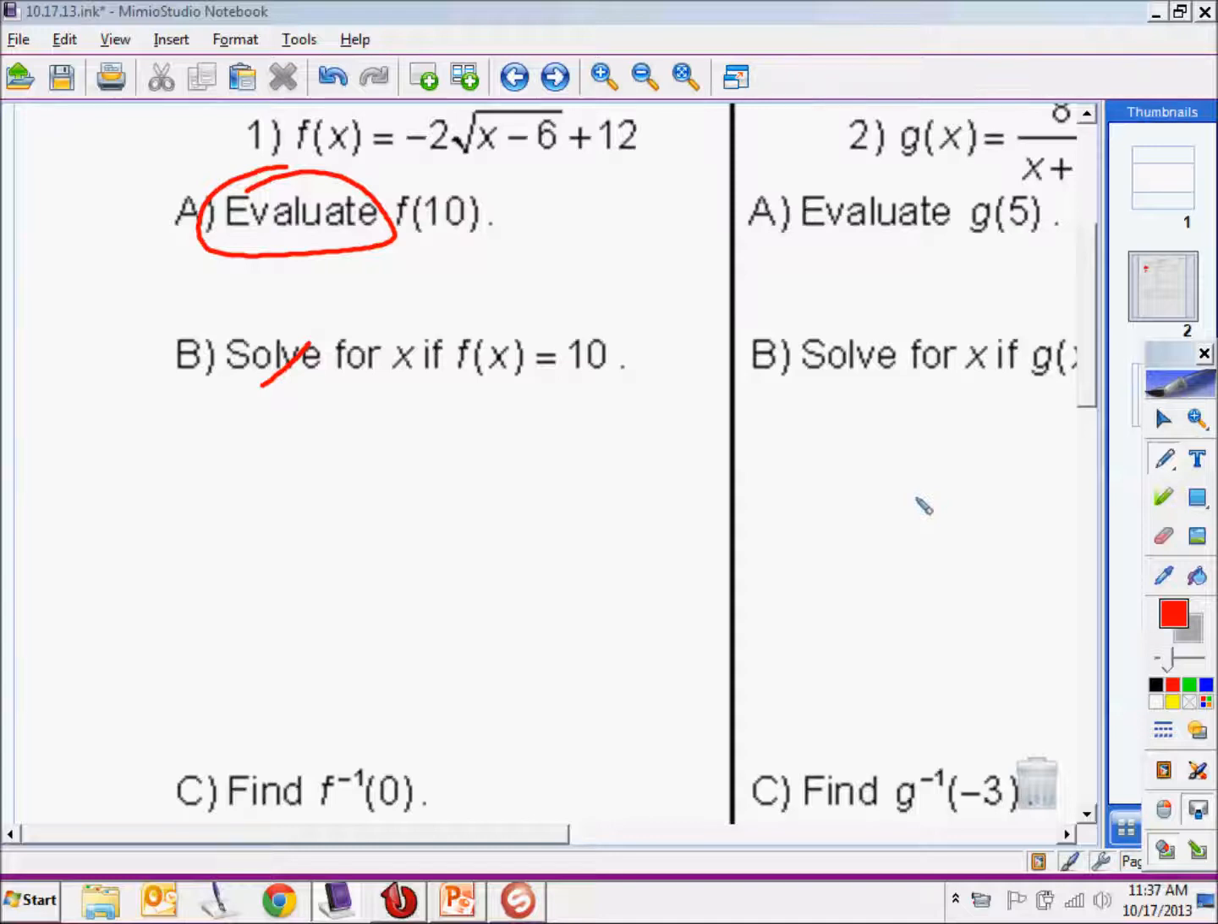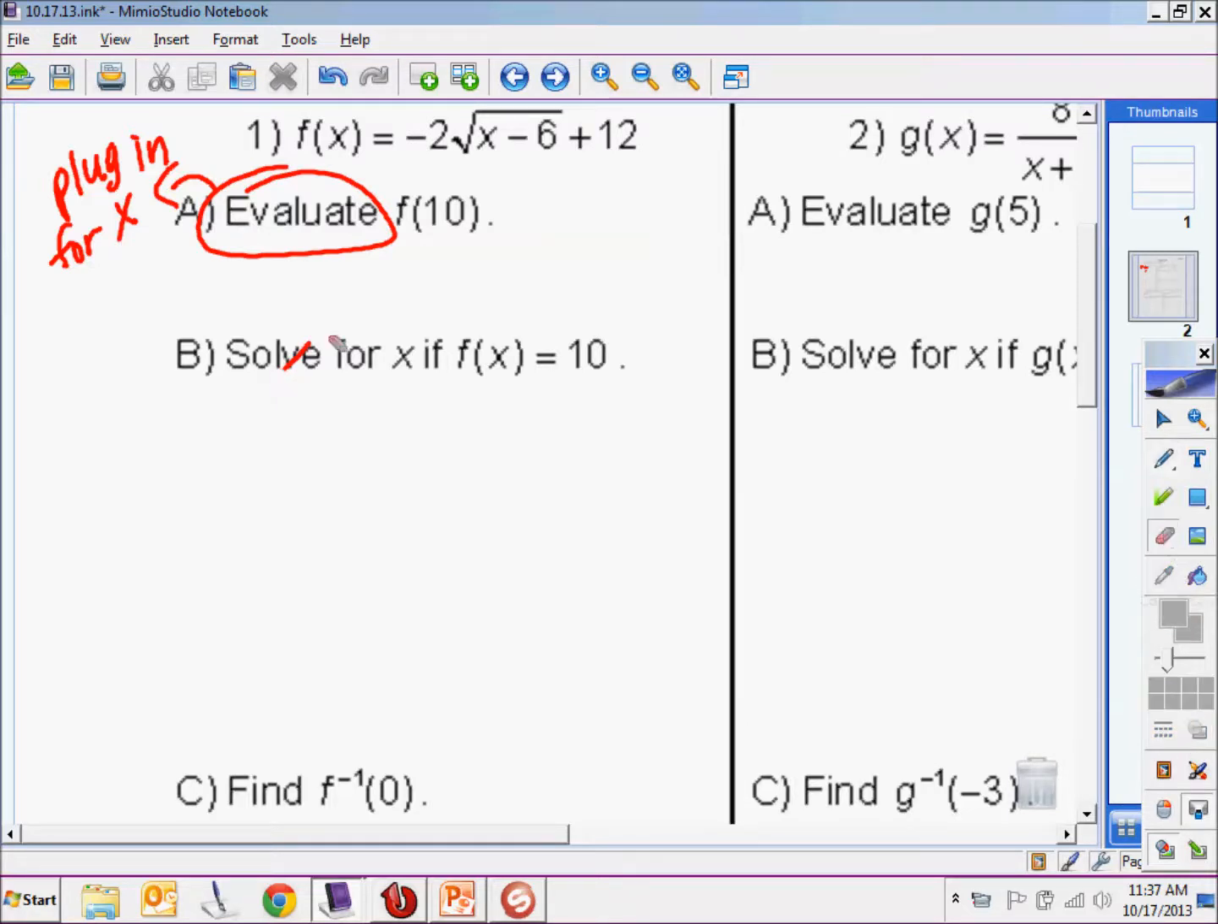Solve means when you're solving, you're plugging in for x. So if I'm going to plug in for x, that means wherever x is, I plug in what in this problem? 10. There's only one x, so how many 10s am I going to plug in? 1. So it's going to be f of 10 equals negative 2 times the square root of 10 minus 6 plus 12.